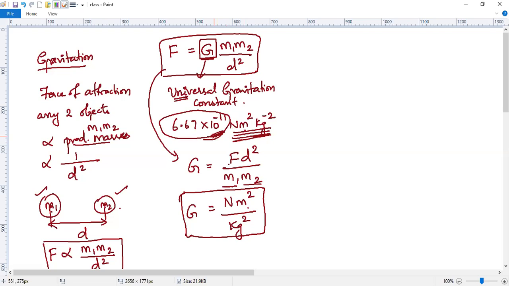So MCQs கேட்கும்போது ஸ்பெசிஃபிக்கா இதே யூனிட்ஸ் கொடுத்திருந்தா, இந்த வேல்யூ it is acceptable. But யூனிட்ஸ் மாறி இருக்கும்போது this value is not acceptable. அதுக்கு ஏத்த மாதிரி எந்த யூனிட் கரெக்ட்டா இருக்கோ, that value you have to solve and write. சரியா? Right. So this is about the force of attraction between any two objects.